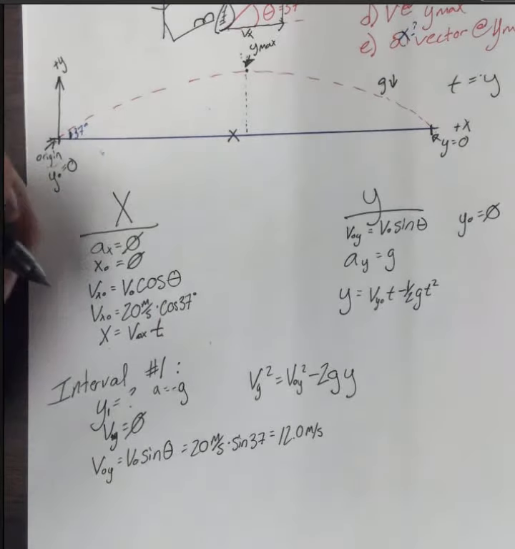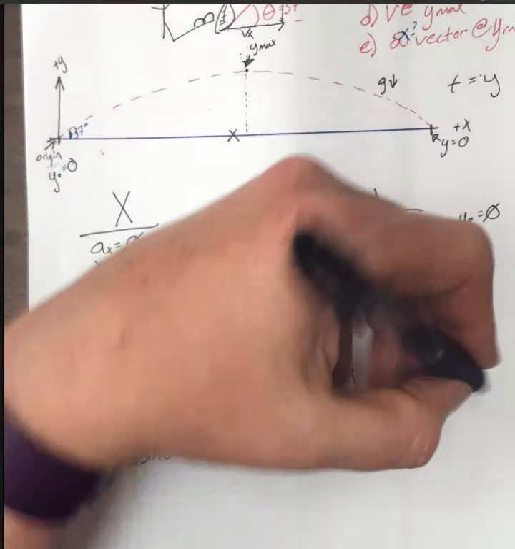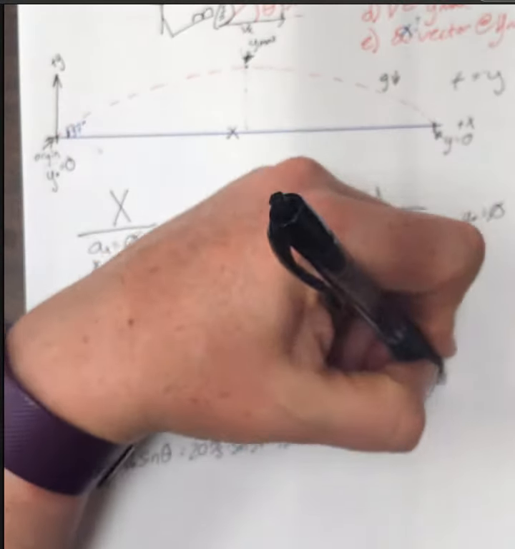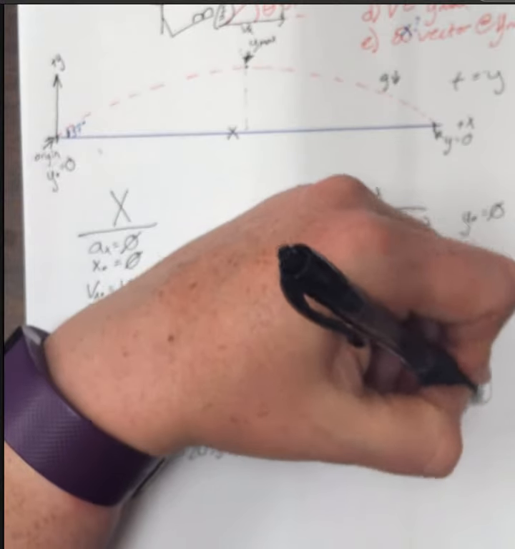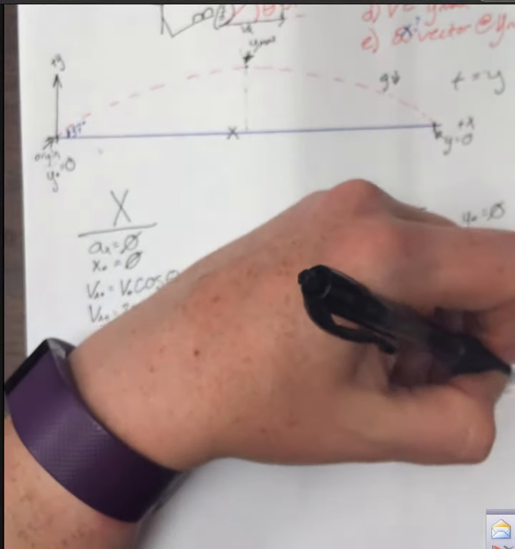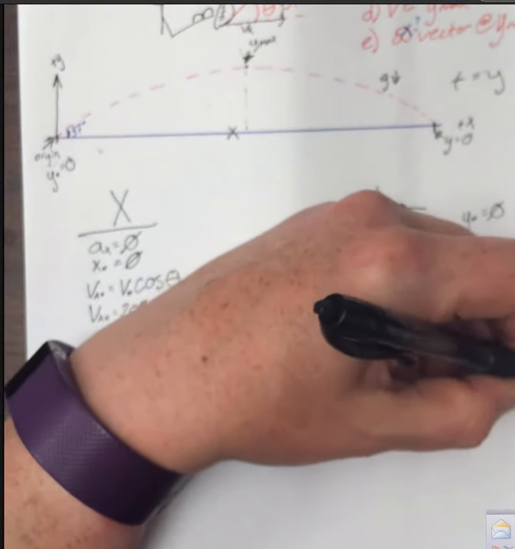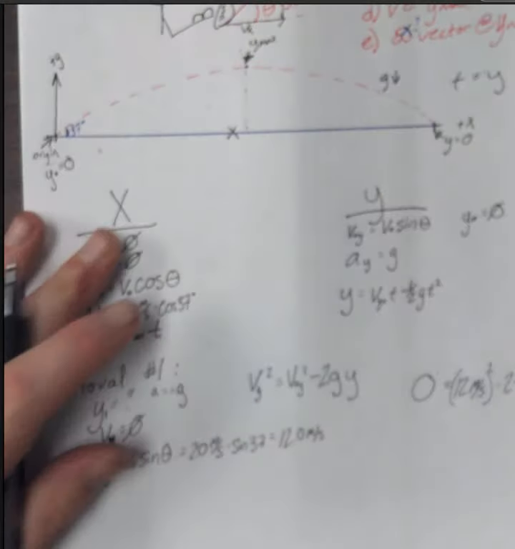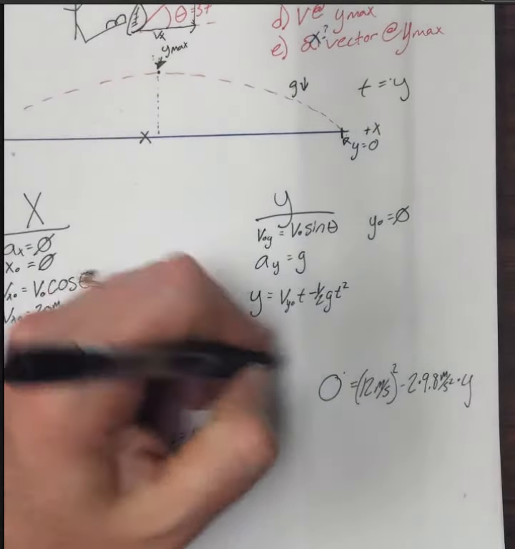And I know that the final velocity is 0, so 0 equals 12 meters per second squared minus 2 times 9.8 meters per second squared times y. Sorry, I went out of frame a little bit there. Alright, and that's just plugging in my variables there.